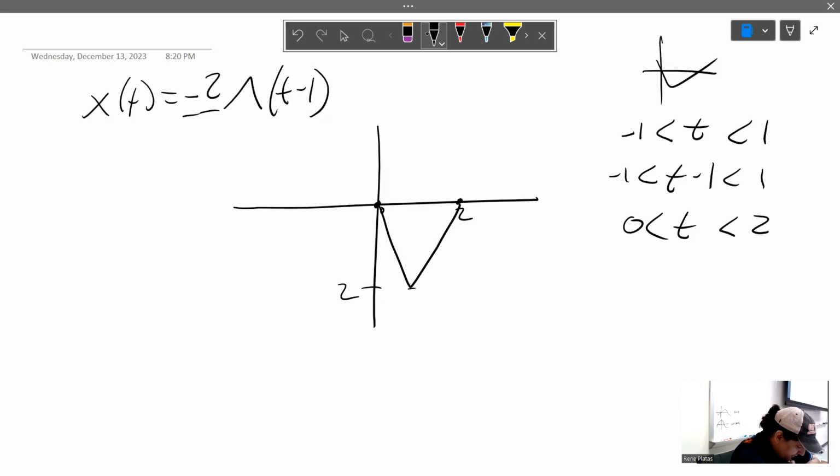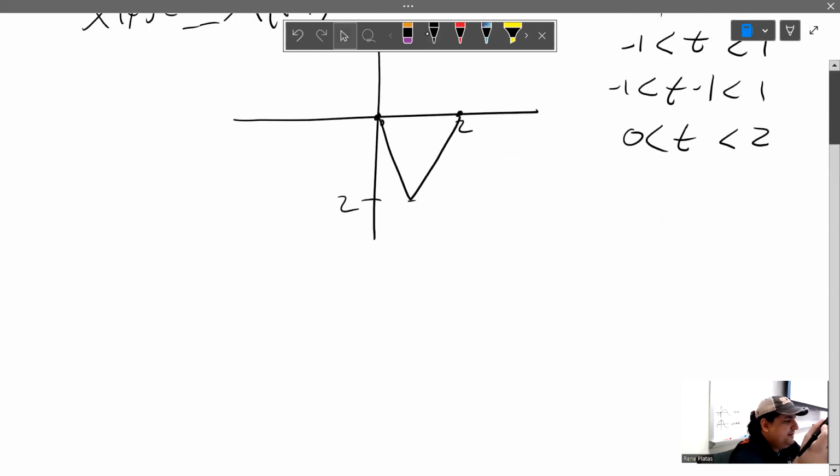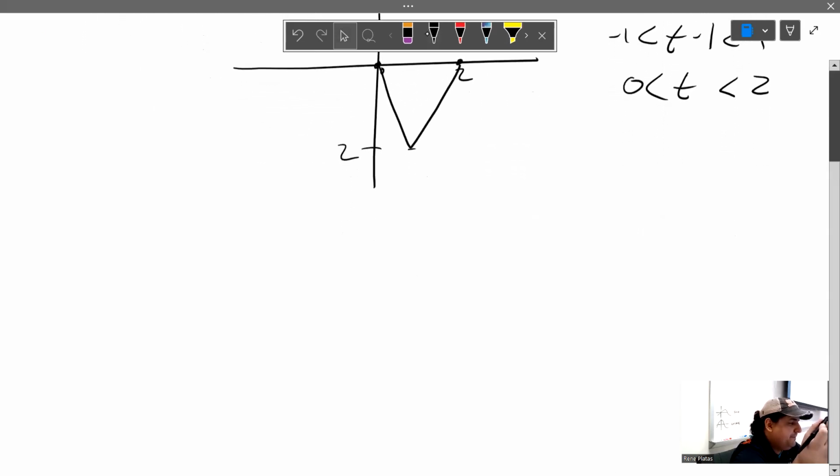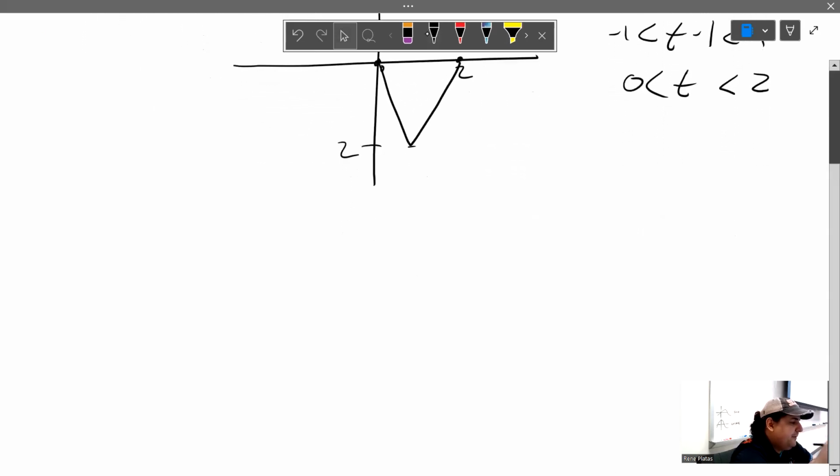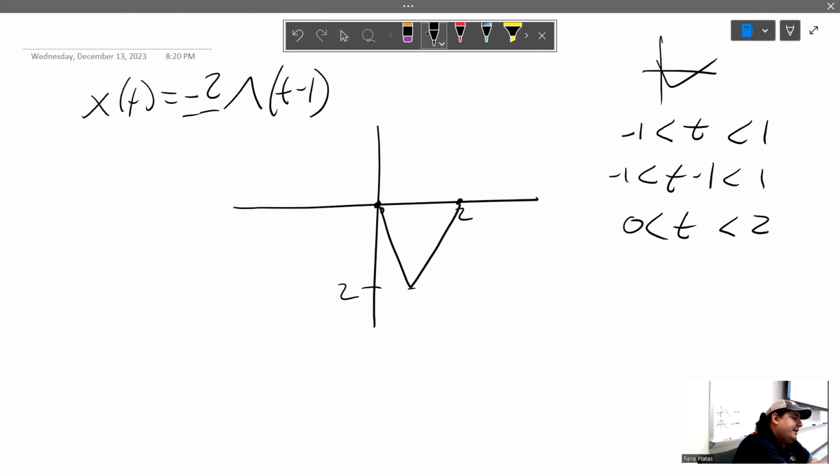Pretty cool, huh? All right, so the differentiation theorem. We could have just found the Fourier transform of a triangle, but he doesn't want us to do that. He wants us to use the differentiation theorem. So we have to find the derivative of x of t.